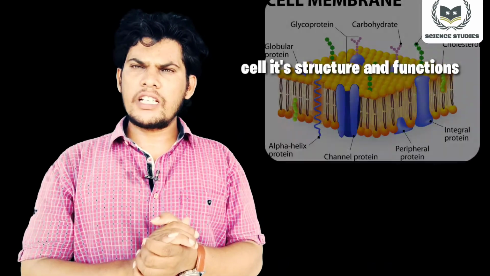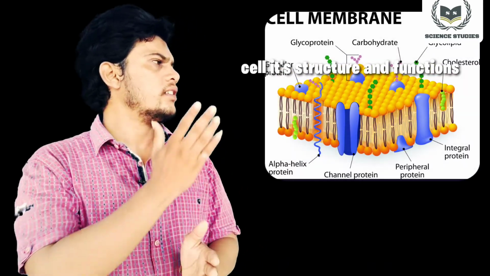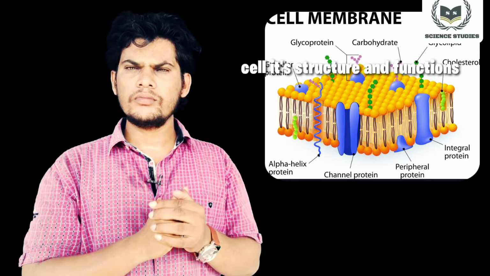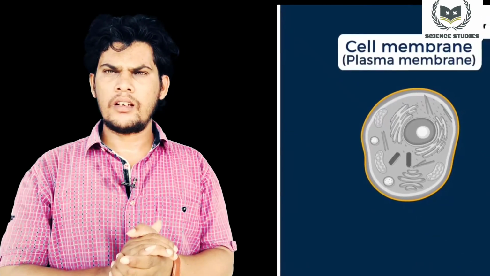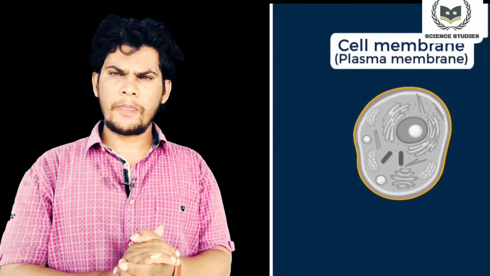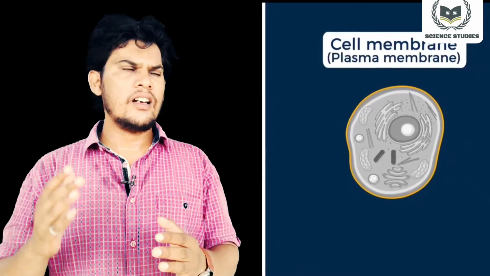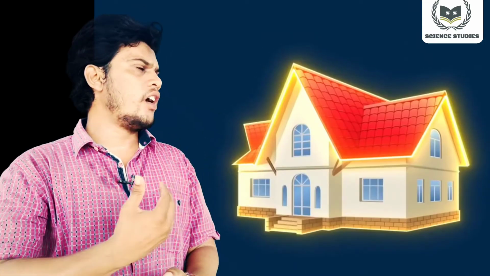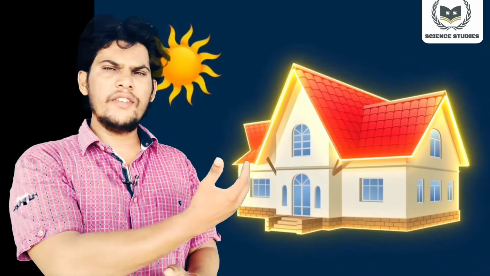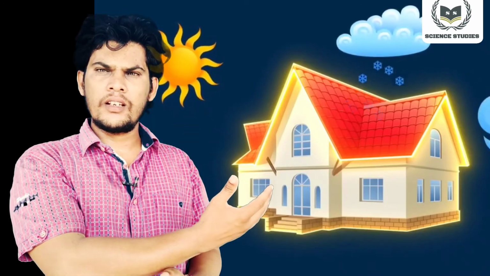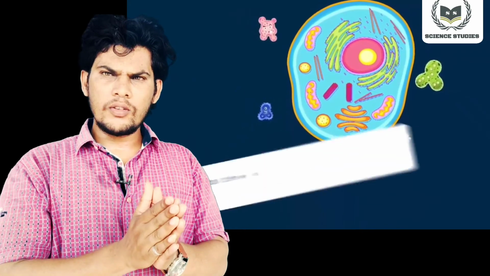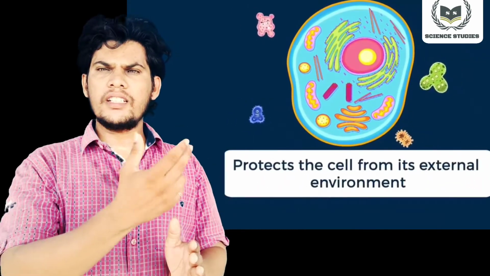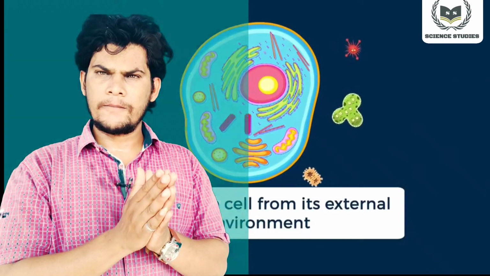Now I would like to discuss the first part. What is that? That is the cell membrane. Cell membrane is the outer covering of the cell, the outer boundary of the cell. Like our home is constructed with walls, walls are a protecting layer for the rooms and the things inside. Like a wall, the cell membrane is also a protecting layer around the cell.